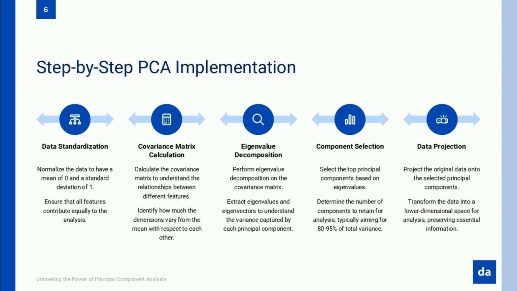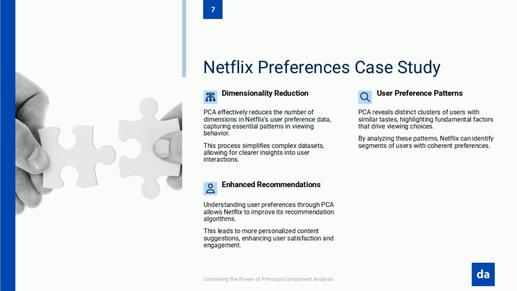Remember, these implementation steps must be followed carefully. Skipping standardization can lead to misleading results, while retaining too few components might lose important information. Conversely, keeping too many components defeats the purpose of dimension reduction. Implementation is just the beginning, but can these techniques actually reveal anything meaningful in real-world scenarios?